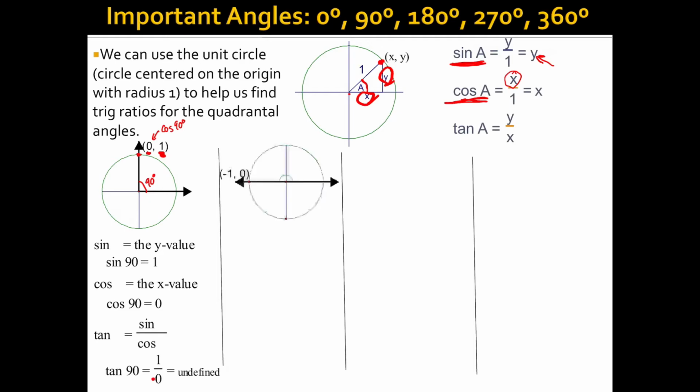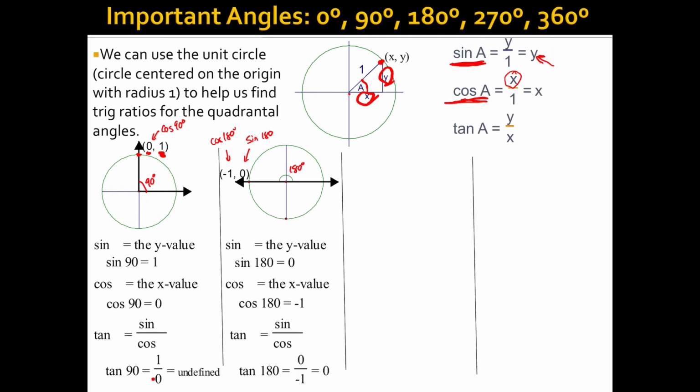Next, we're going to go ahead and look at a 180-degree angle. So we know that our sine of 180 degrees is going to equal our y value, and cosine is going to equal the x value. So sine is going to be 0, that's the y value. Cosine of 180 is going to be the x value, which is -1. And then tangent is going to be the y value over the x value, or sine over cosine. So that's 0 over -1, which is just 0.